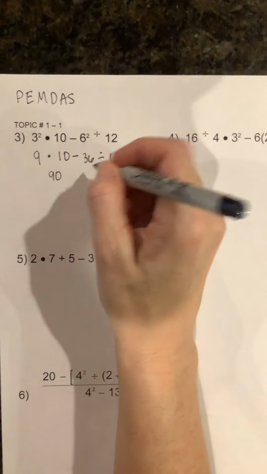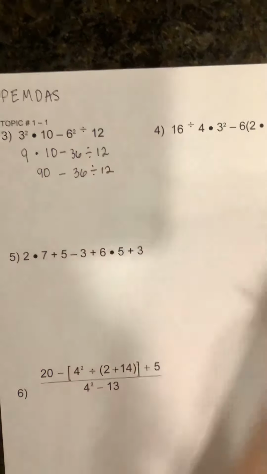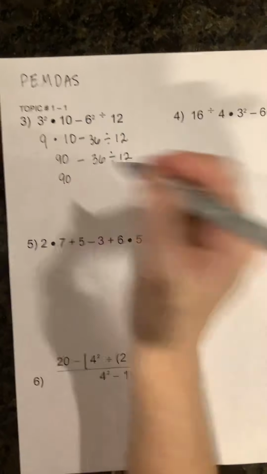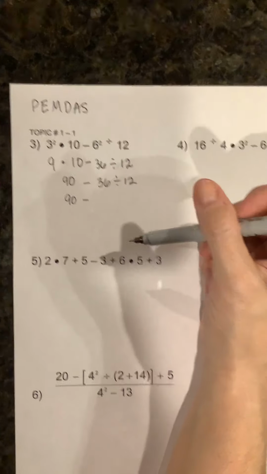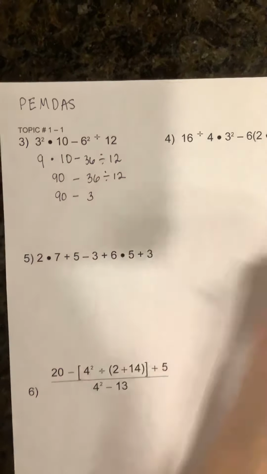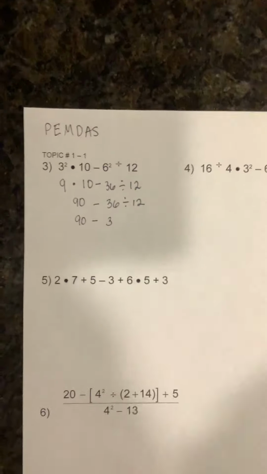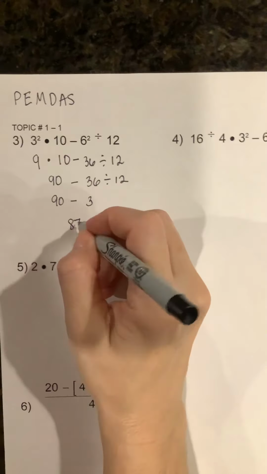And then I'm going to bring down what's left. Now I'm looking for division. I have a division symbol there. So now I'm going to bring down my 90. I'm not doing anything with it. But I am going to divide 36 by 12, which gives me 3. And now I don't have any addition, but I do have subtraction. And 90 minus 3 gives us 87.